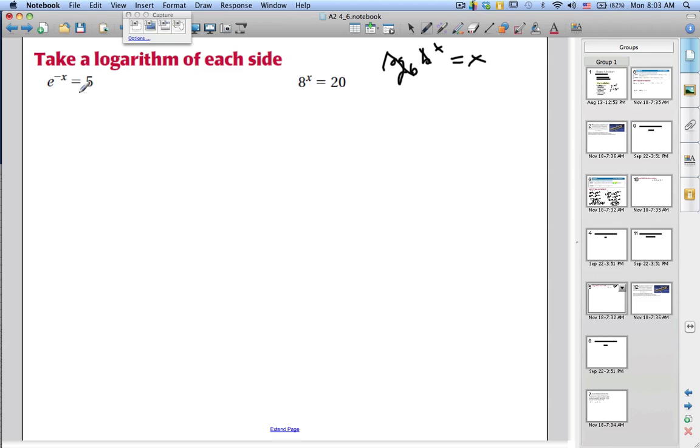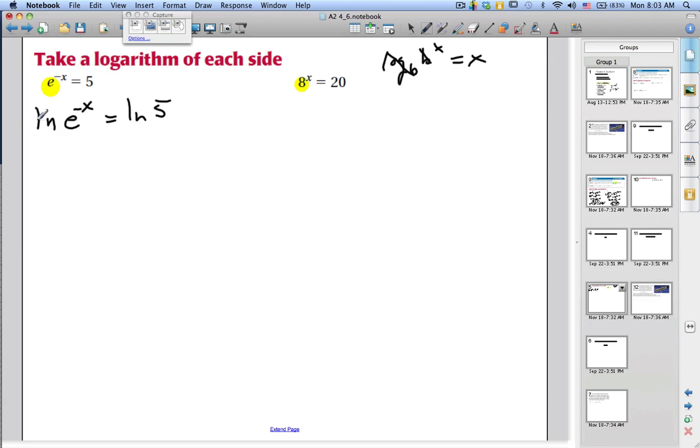What I need to do in this case is take a logarithm of each side, but the key to this is knowing what logarithm I want to take. I want to match the logarithm to the base of the power. So in this problem, I'm going to take a logarithm base e, that's a natural logarithm. And because I do that on the left side of the equation, I'm also going to do it on the right side of the equation.